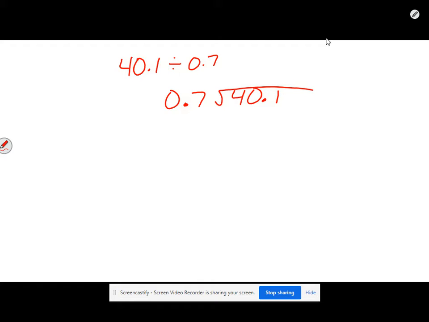So it's how many times does 0.7 go into 40? No, I was right. You move it over this way and you move it over this way. Okay, so our decimal is going to be here. So now it's how many times does 7 go into 401?